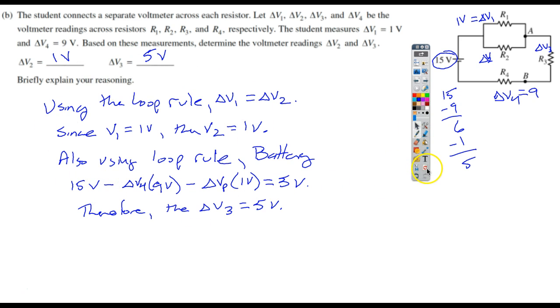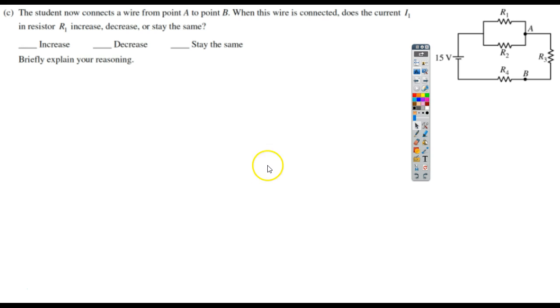One more thing that we need to do, and that is take a look at letter C. For letter C, it says the student now connects a wire from point A to point B. So if you take a wire and put it from here to here, what that does is it makes it so that nothing ever goes through R3. So we're going to cross that off. This is what we call a short circuit. S-H-O-R-T, short circuit. And a short circuit means that we have just run a wire from here to here.